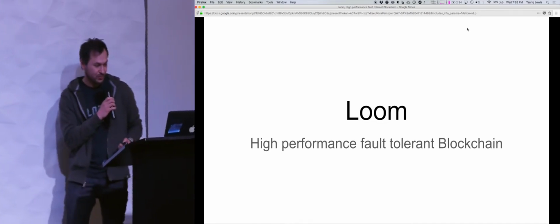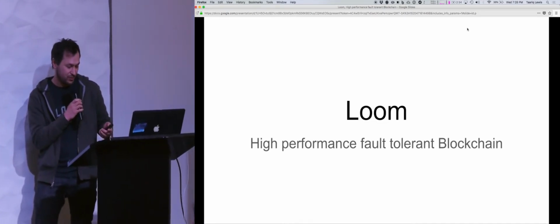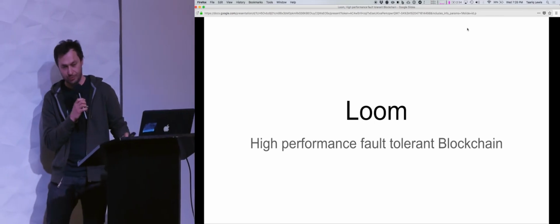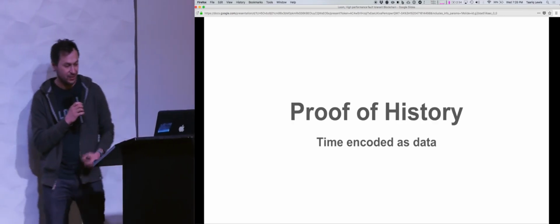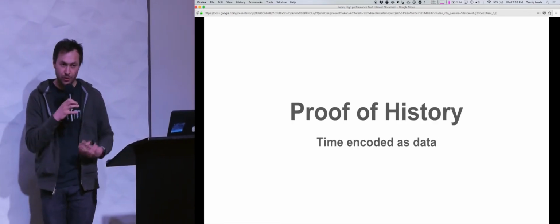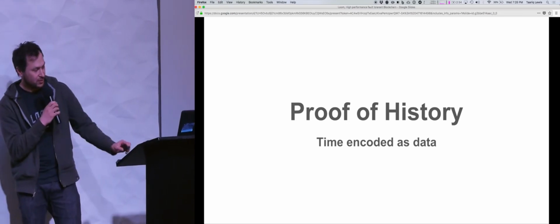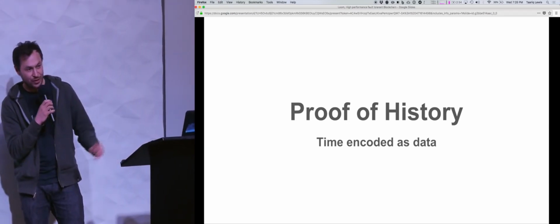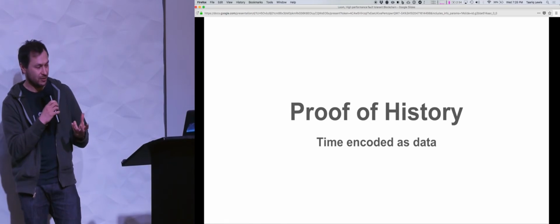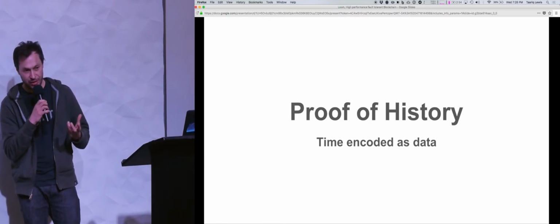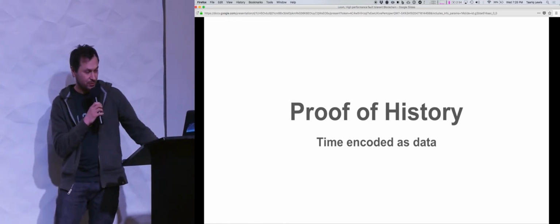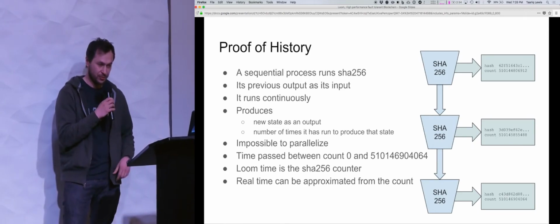So what's Loom? Loom is a high-performance, fault-tolerant operating system, or blockchain. And the core component is called proof of history. And that is our way of encoding time as data, and actually the passage of time as data. And how it works is actually fairly simple.